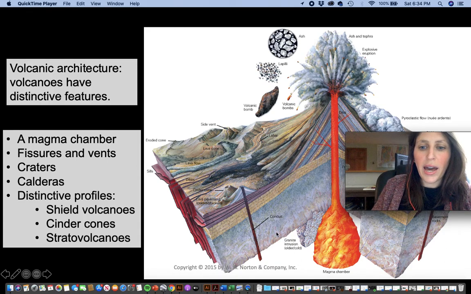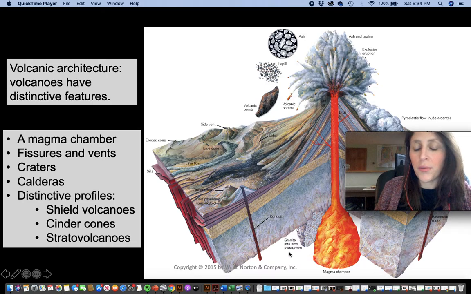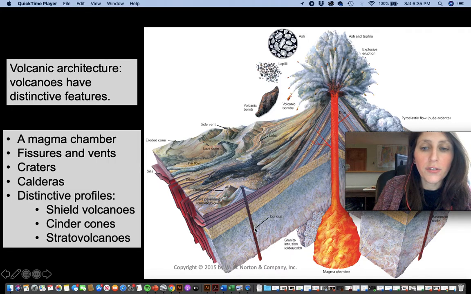Okay, so we will have a magma chamber at the bottom, right? This is feeding our volcano, whether it be an explosive or an effusive type of volcano. There's going to be some type of volcanic chamber, sourced from the mantle somewhere. It's going to have fissures and vents. These little fissures and vents can be on the flanks of the volcano here. They can come up through the ground.